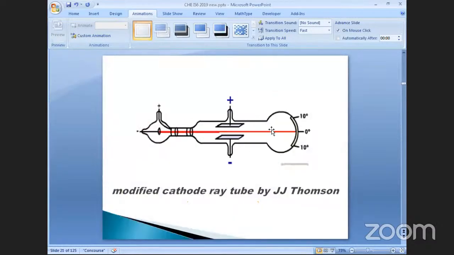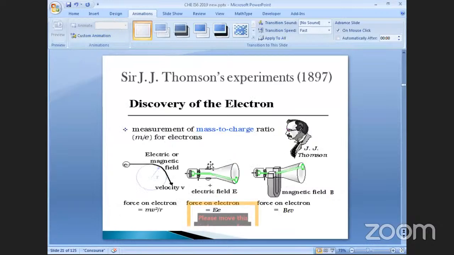See, this is a modified cathode ray tube by J. Thomson, in which both a magnetic field and an electric field are present. So he can adjust the electric field, then he would monitor the deflection. It is only when both of them are equal that it travels in a straight line and he is able to monitor the degree of deflection here on this end. So he modified the cathode ray. He subjected an electron to both an electric field and magnetic field.